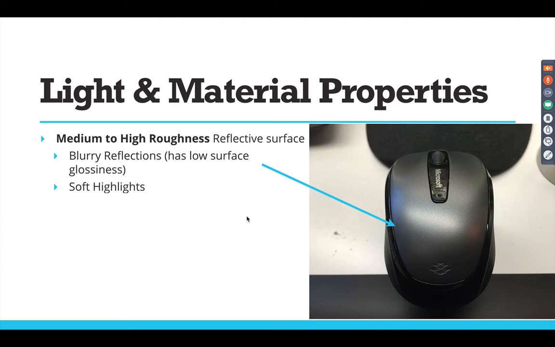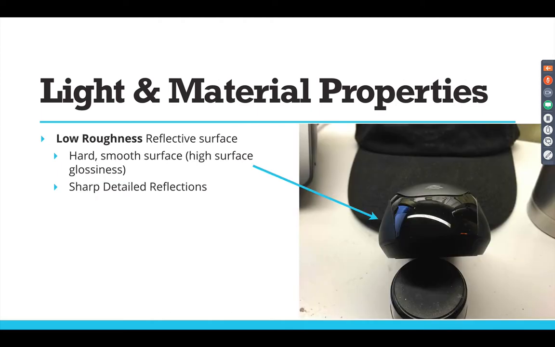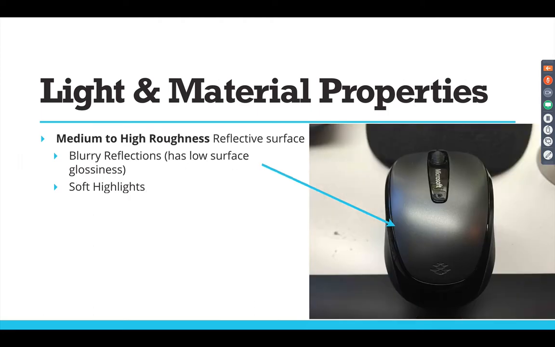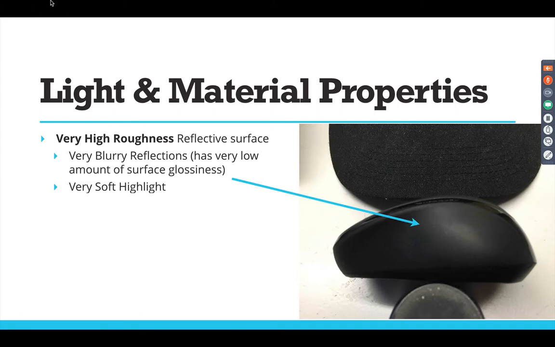If you can see any reflections in there, they're going to be really what we call soft and blurry. In a technical sense, we would call this a low glossy surface. The other one, the hard smooth part, that would be a high glossy surface. Now, most mice also have a third part, which is usually kind of a non-slip rubber grip on the sides. So, low roughness, high gloss, medium to high roughness, medium gloss, and then the sides.